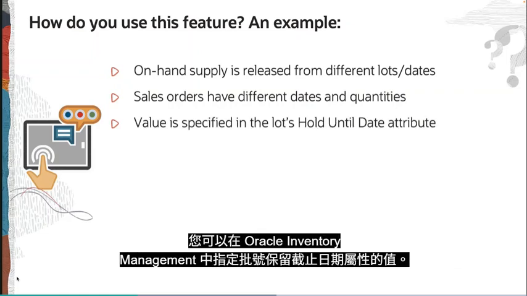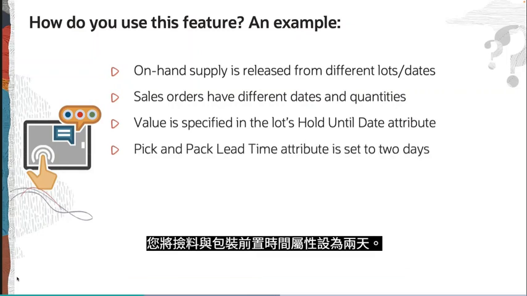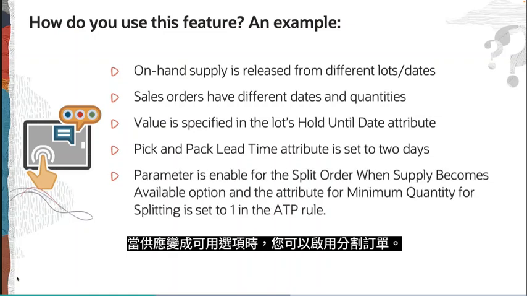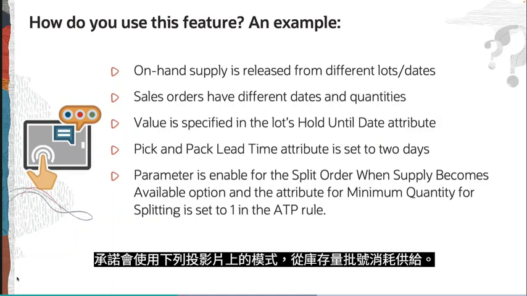You set the pick and pack lead time attribute to 2 days. You enable the split order when supply becomes available option, and you set the minimum quantity for splitting attribute to 1 on your available to promise rule. Promising will consume supply from your on-hand lot using the pattern on the following slide.